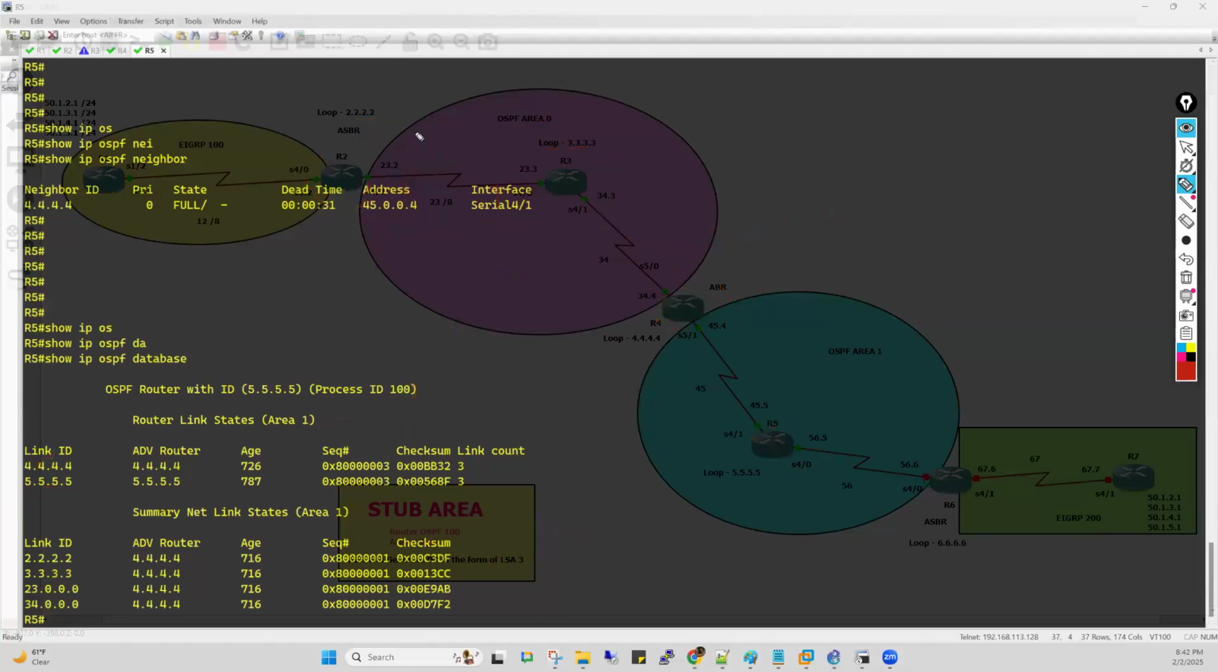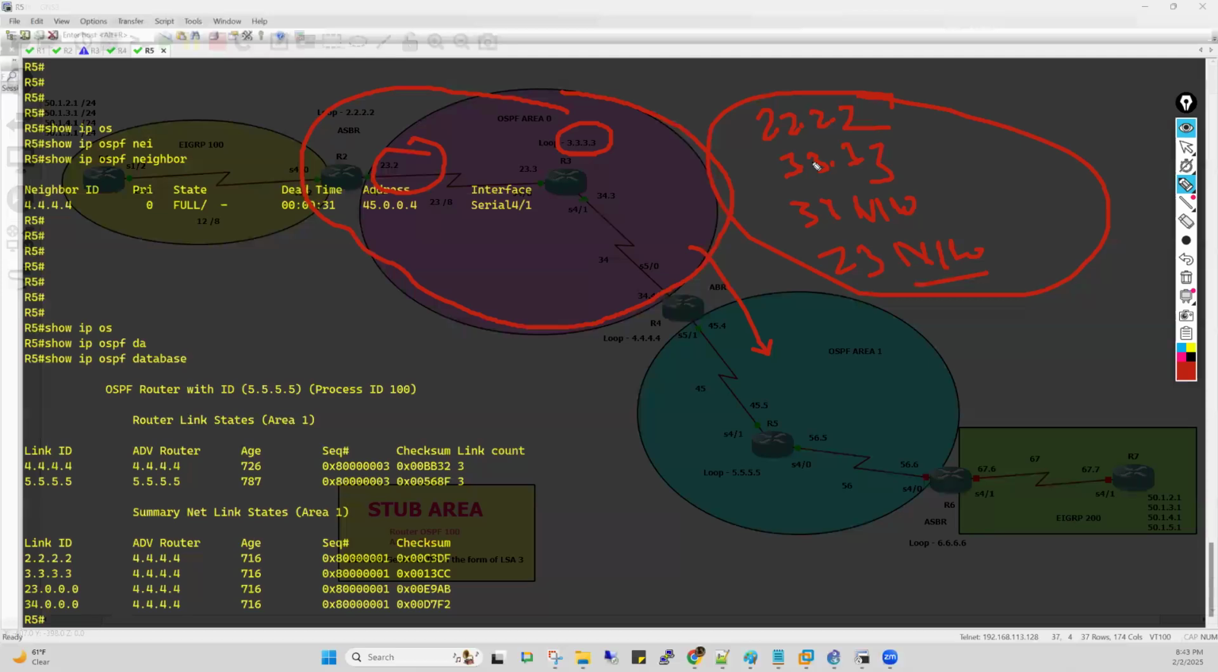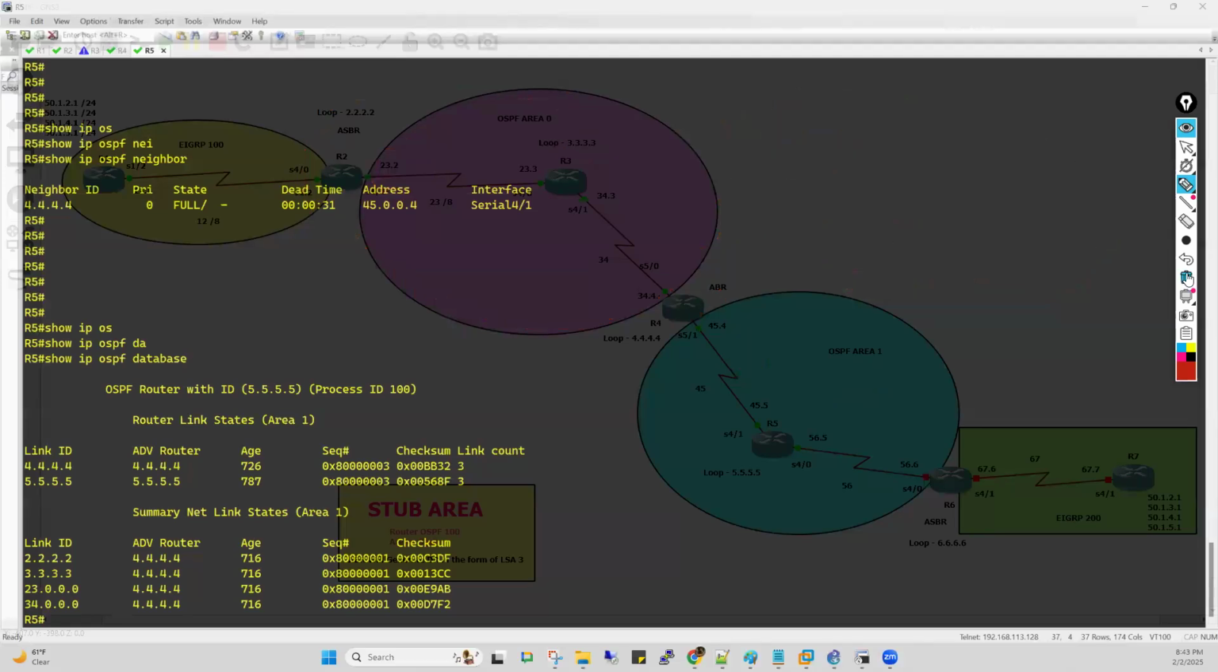Yes, sir. So please see very carefully, guys. In this area, area number 0, how many networks are there that need to be injected in this area? One is 2.2.2.2. Second network is 3.3.3.3. Third network is the 34 network. And one more network is the 23 network. So basically these are the networks that are not present in this area. So this router will share this network information into this area. Clear, guys, everyone? In the form of which LSA, guys? LSA number 3. I hope you guys understand very well.